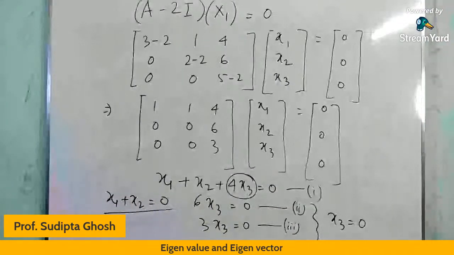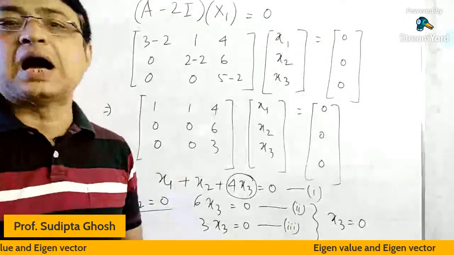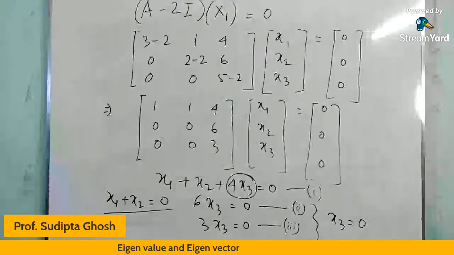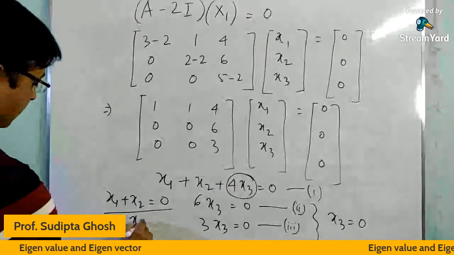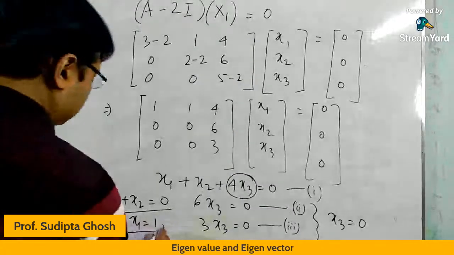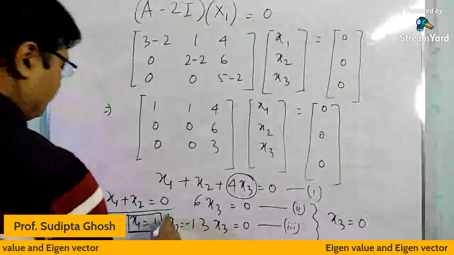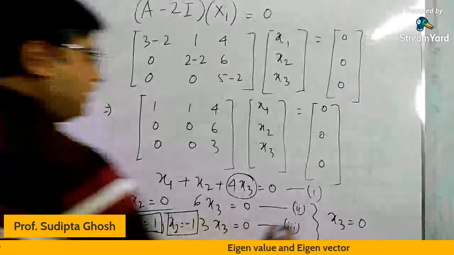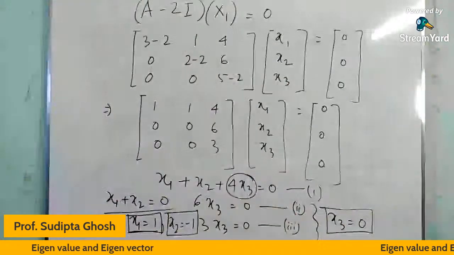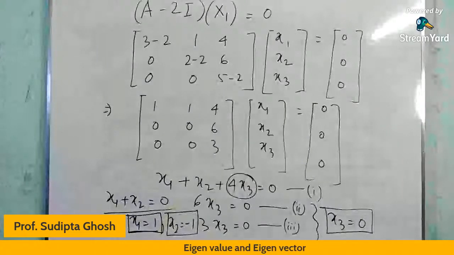Now we have no other values, so we have to put some arbitrary values. So let x1 equal 1. Now if x1 equals 1, it gives us x2 equals minus 1. So here we obtain the three elements of the eigenvector capital X, that is x1 equals 1, x2 equals -1, and x3 equals 0.